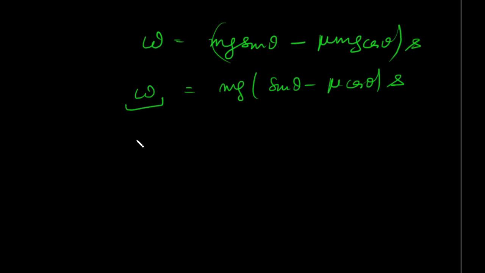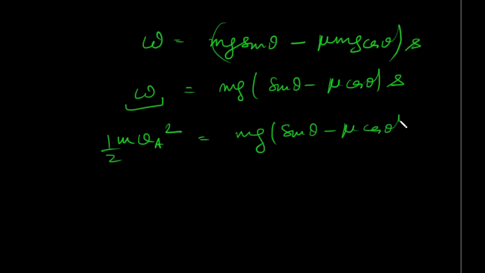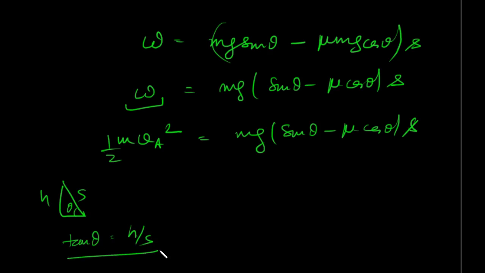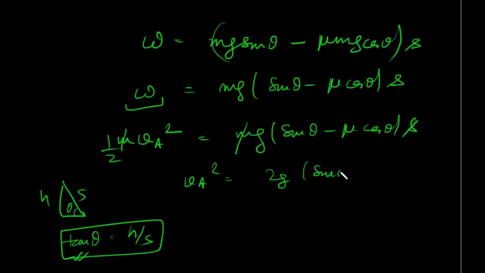We know for sure work done is change in kinetic energy. At point O, velocity was 0. At point A, suppose it is VA. So the only kinetic energy change would be equal to half m VA squared. This would be equal to mg into sin theta minus mu cos theta into S. Alright. So what was S? This is H and this is theta. So tan theta equal to H over S. Alright. So m gets cancelled out and VA squared would be equal to 2g into sin theta minus mu cos theta into S.